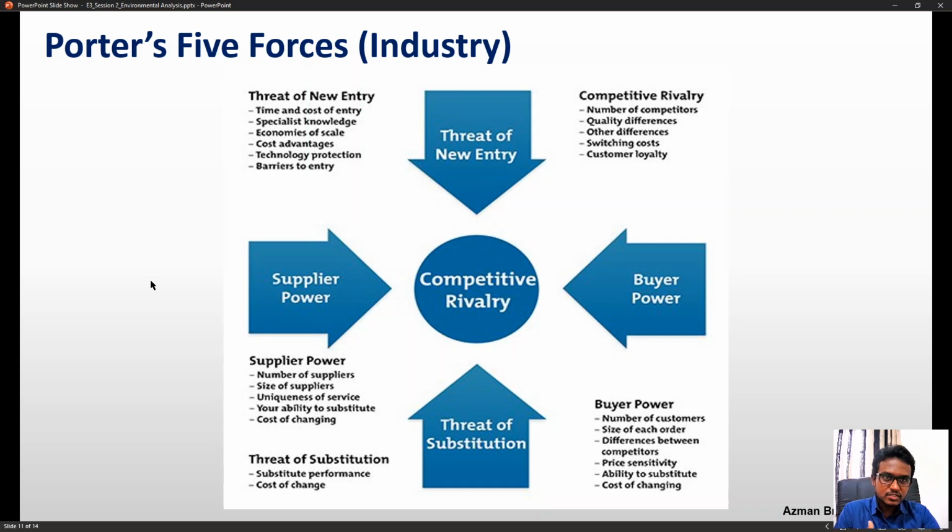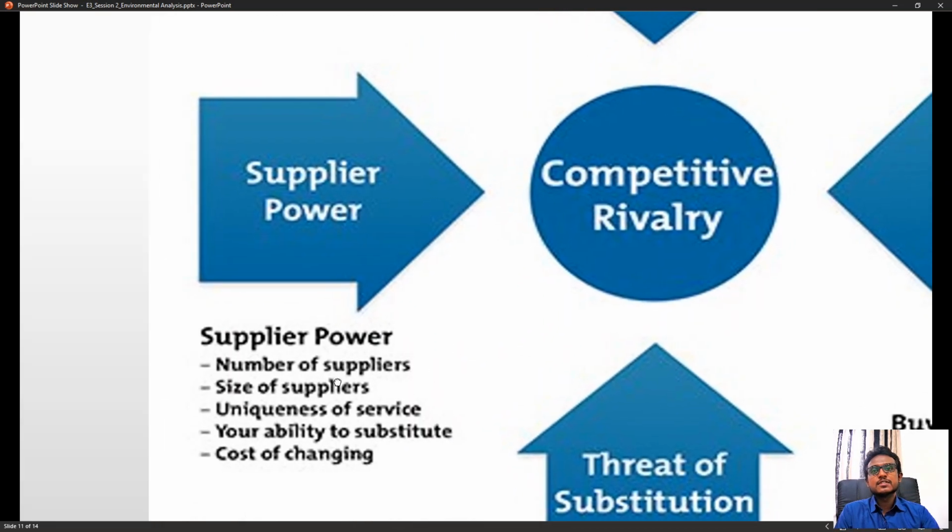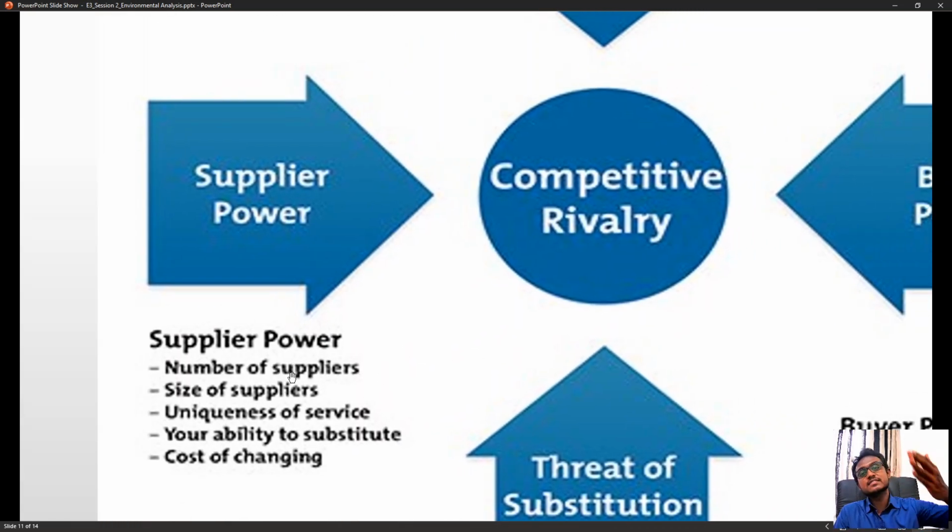Now in an industry where the number of suppliers are many, if there are many suppliers and the switching cost is very low, cost of changing is very low, it means that supplier bargaining power is low. The supplier doesn't have a lot of bargaining power with you. Right? That is what it simply means.